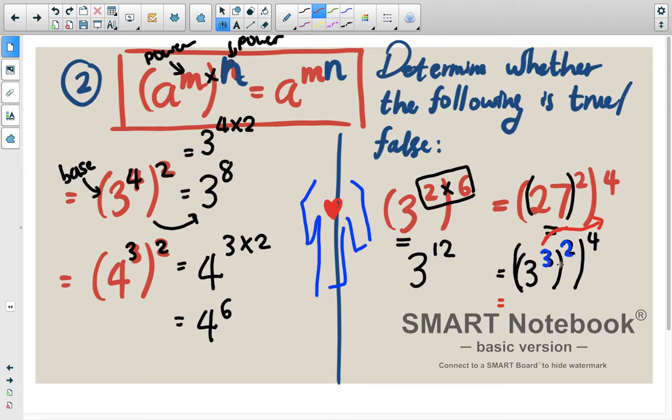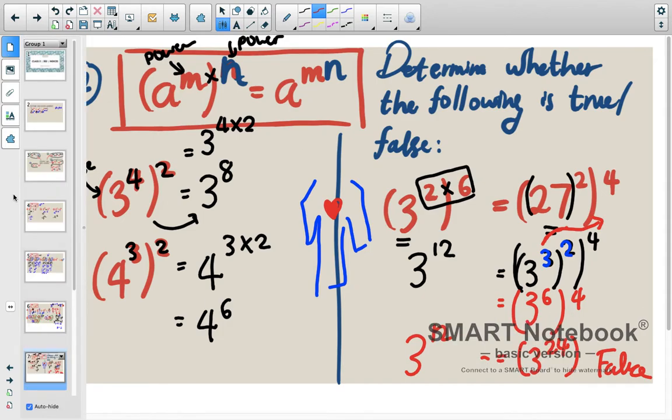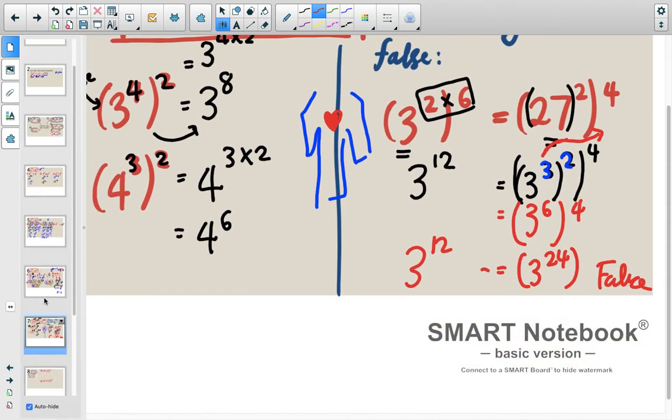Okay, so 3 darab 2 akan jadi 6. So sini akan jadi 6 dan 4. And then 6 darab 4 akan jadi 24. So, teacher nak korang tengok adakah sama dua-dua ni? 12 dan 24. Nope, they are not the same. So, we can write it is false. Okay? Alright, so I hope you guys understand that.